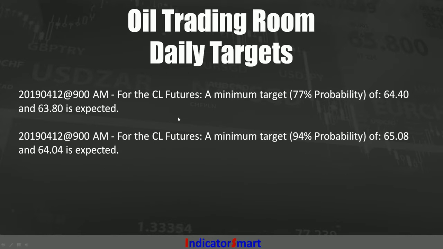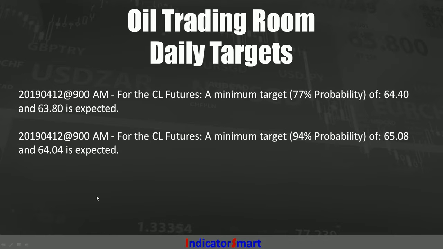The daily targets each day in the room come out just a few minutes after the room gets started at the beginning of the day. This time is in New York time, and it'll tell you each day there's a 77% probability of tagging 6440 or 6380 is expected. Another one comes out at the same time: 94% probability, 6508 and 6404 is expected. What's nice about this is that you can expect those targets being hit during the day, and you can trade towards them using the signals that we have in the trading room.